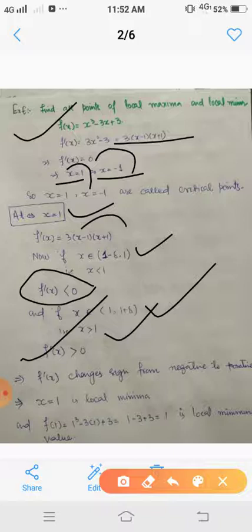This means that x equals 1, by the first derivative test, is a local minima, and the local minimum value is obtained by replacing x equals 1 in the given function, which is 1. Hence x equals 1 is the local minima, and 1 is the local minimum value.